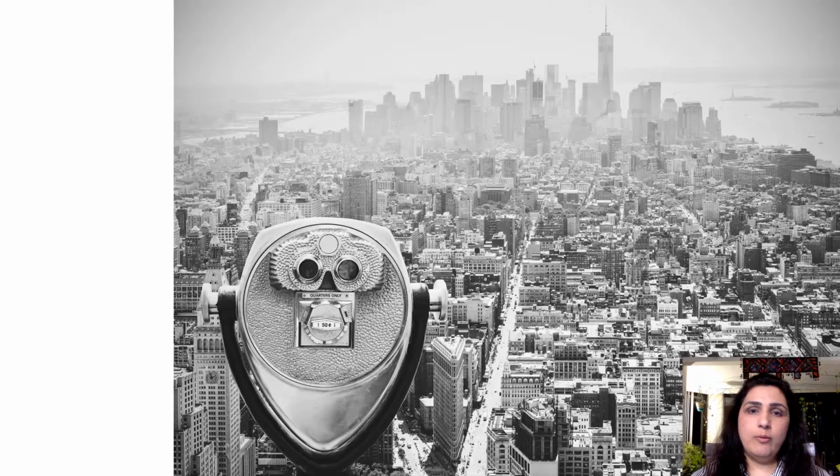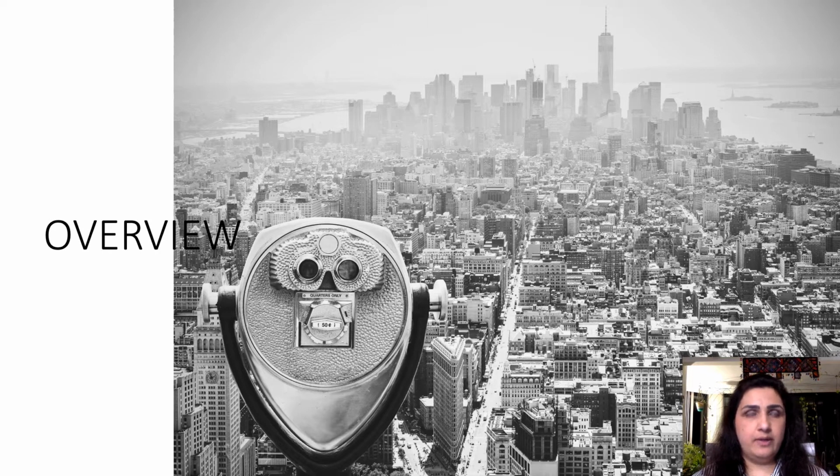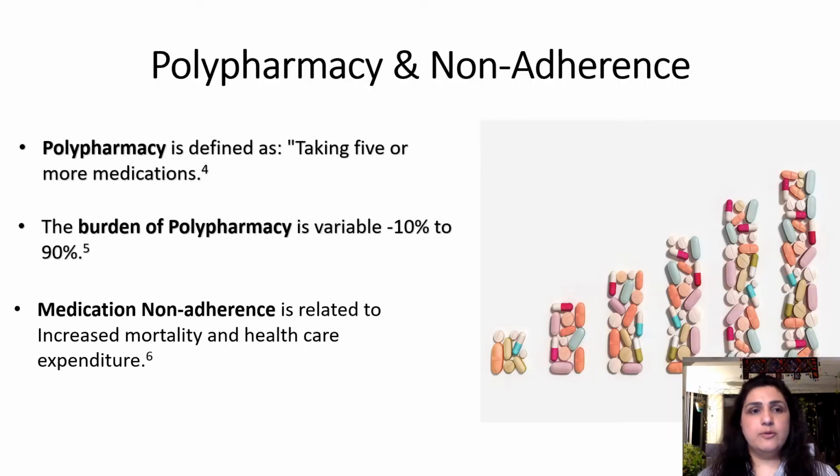Now I will overview some of the things related to medication errors and medication reconciliation. First of all, there are two terms: polypharmacy and non-adherence. Polypharmacy is defined as taking 5 or more medications, and the burden of polypharmacy nowadays is variable, ranging from 10 to 90%. It's basically because a wide variety of medications and treatments are available, and that's why patients are taking these medications for the treatment of various diseases.